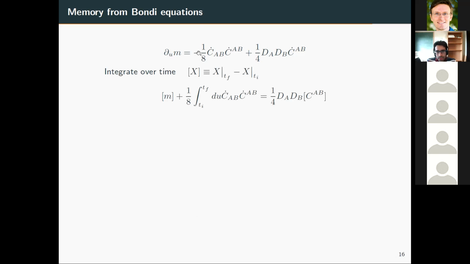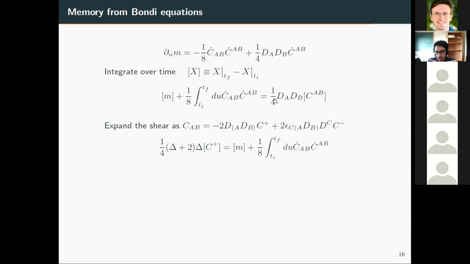And then you integrate over time. By these brackets, I mean the difference between the final time and the initial time. So after integration over time, you get this. Then on the right-hand side, you have this linear term, the soft term. You expand C_AB in terms of two scalar functions, C plus and C minus. Inserting this into the equation, you find that this becomes an equation for C plus.